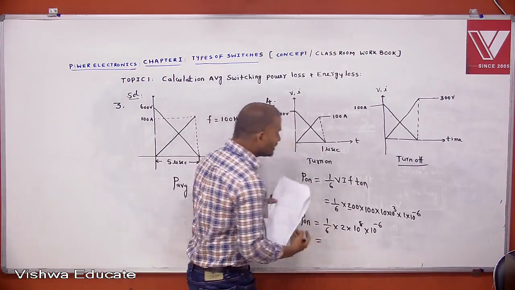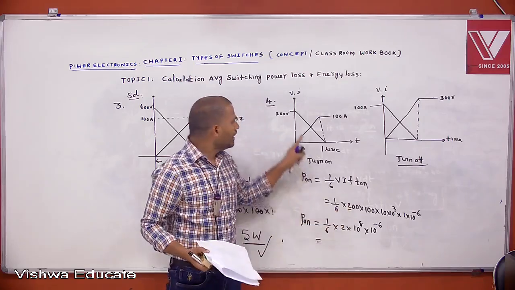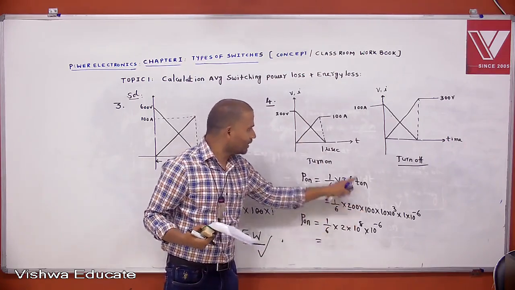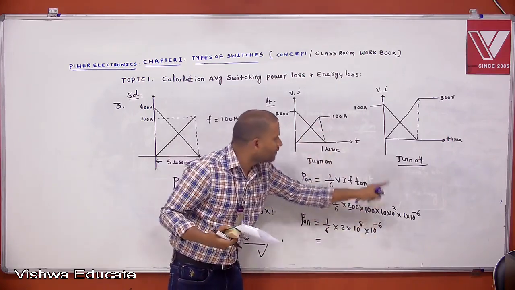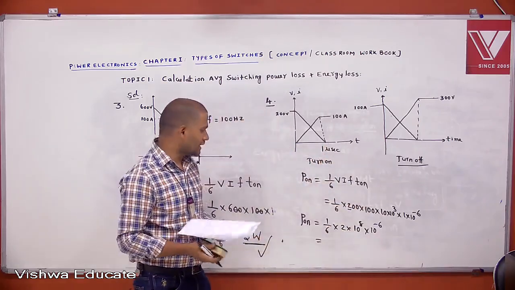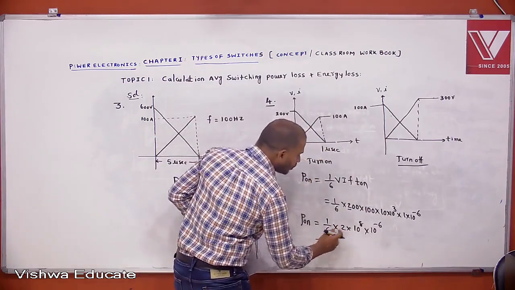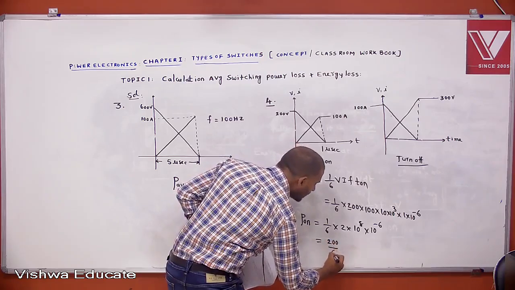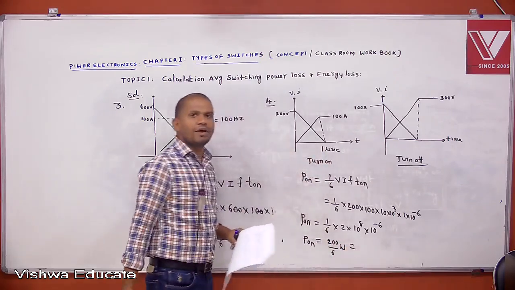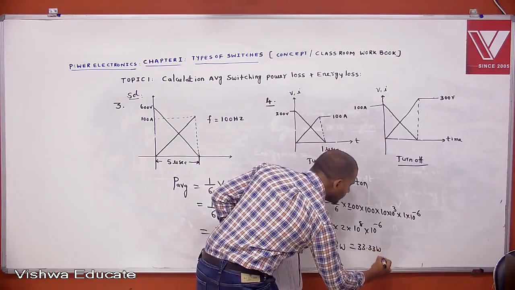This is the on state power loss. 1 by 6 VI into F into T on. 1 by 6. V is how much? 200 volts. I is how much? 100 amperes. F is how much? 10 kilohertz. Then T on is how much? 1 microsecond, 1 into 10 to the power of minus 6. Is it correct? Then how much do you get? This is 200 by 6 watts. On state power loss, 200 by 6 watts means how many watts? 33.33 watts. This is the on state power loss.